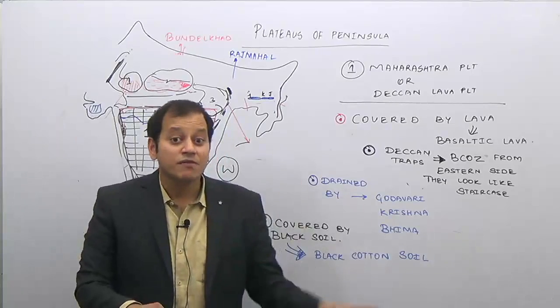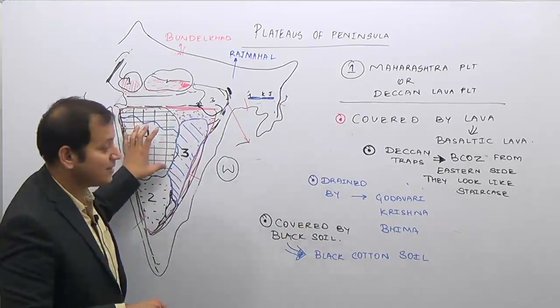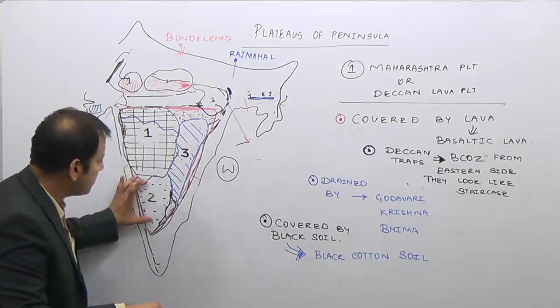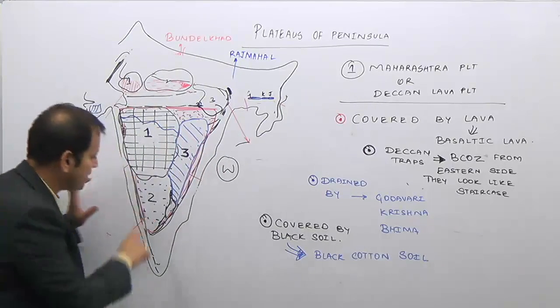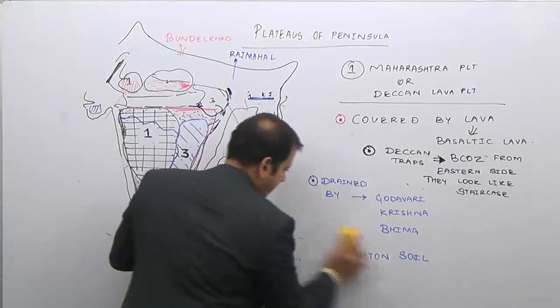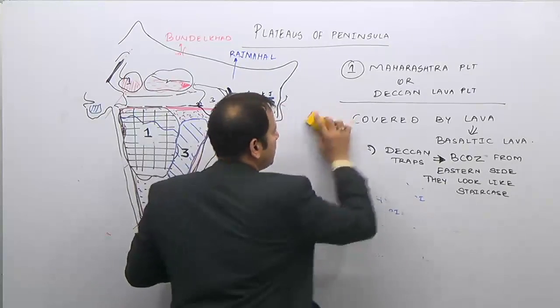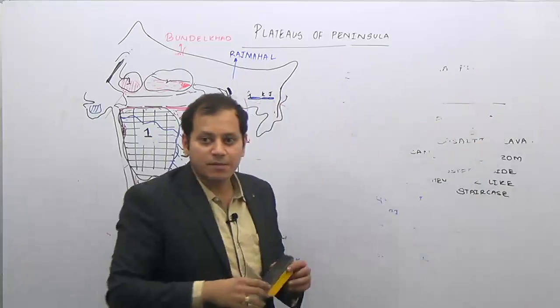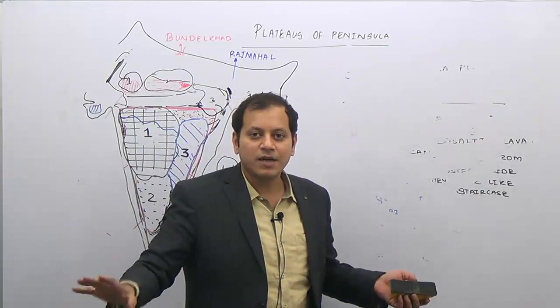So this first part is known as the Maharashtra Plateau or the Deccan Plateau. Now let us come to the second part here, that is the Karnataka Plateau region.